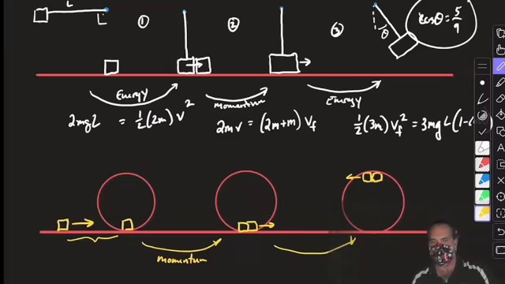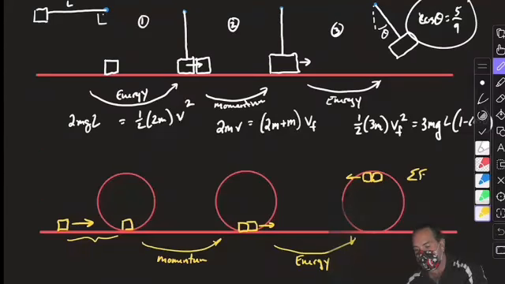What decides whether it can make it to the top or not is energy. Is there enough energy to make it to the top? But then there's a condition placed on that energy that it can only successfully be at the top if the net force equals mv squared over r.